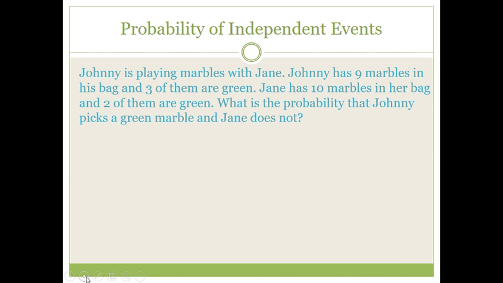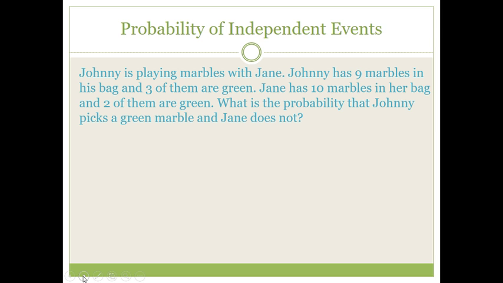So take a moment to pause the video to see if you can calculate this probability. Johnny is playing marbles with Jane. Johnny has 9 marbles in his bag, and 3 of them are green. Jane has 10 marbles in her bag, and 2 of them are green. What is the probability that Johnny picks a green marble and Jane does not?